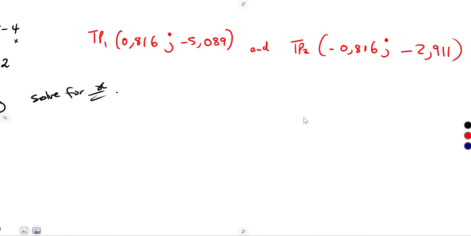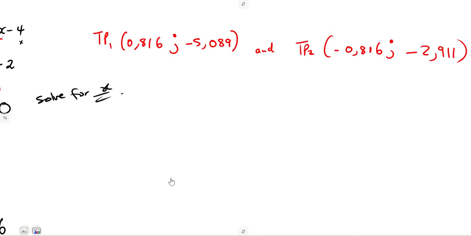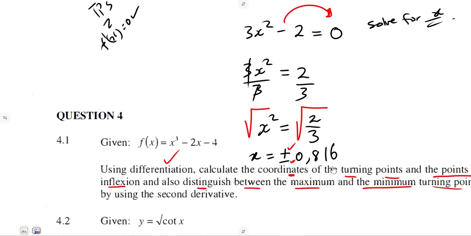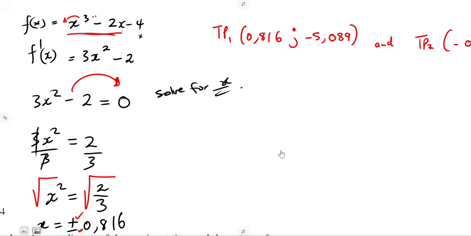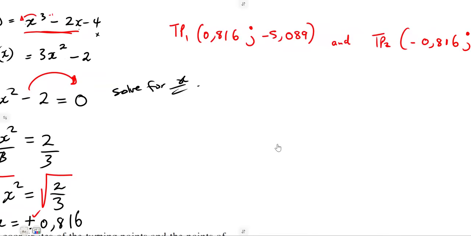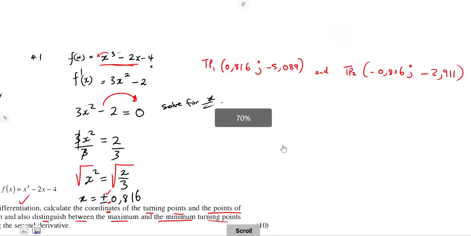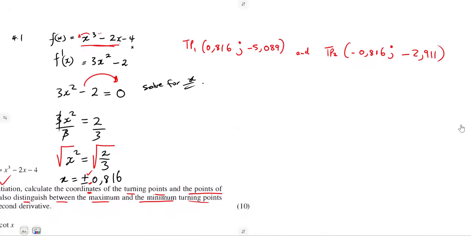Just like that, okay? So these are the turning points. Before we move on to the points of inflection, let's distinguish, guys, between these. Is it maximum or minimum? These 2 points. Which one is the maximum? Which one is the minimum? What is it that we must consider for us to distinguish?